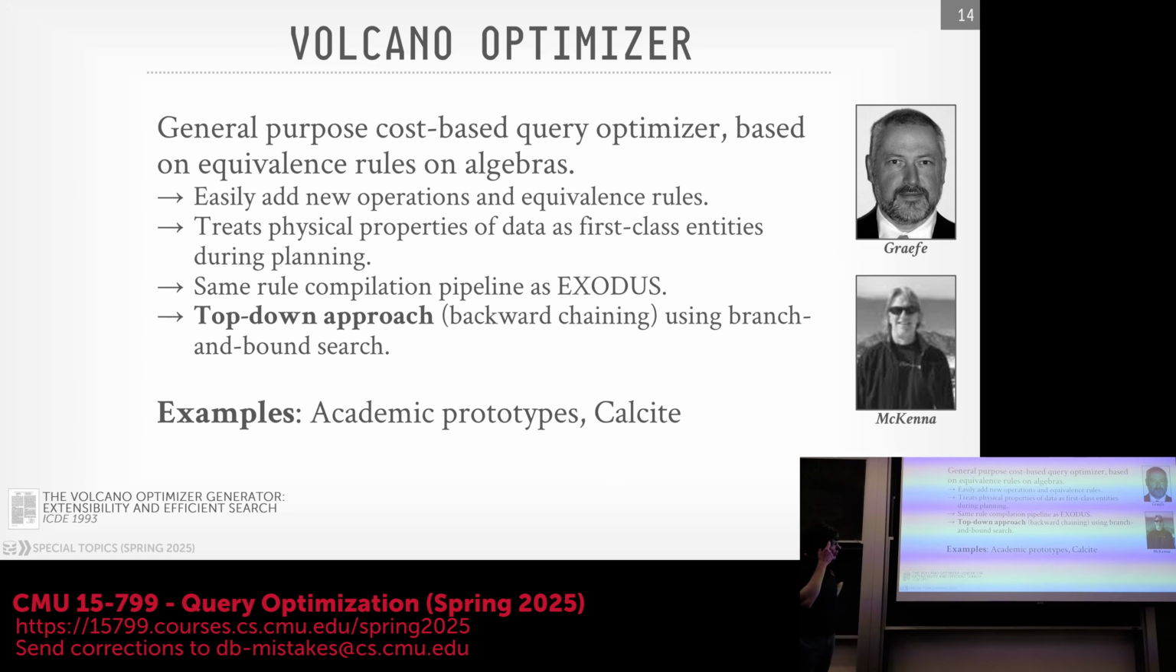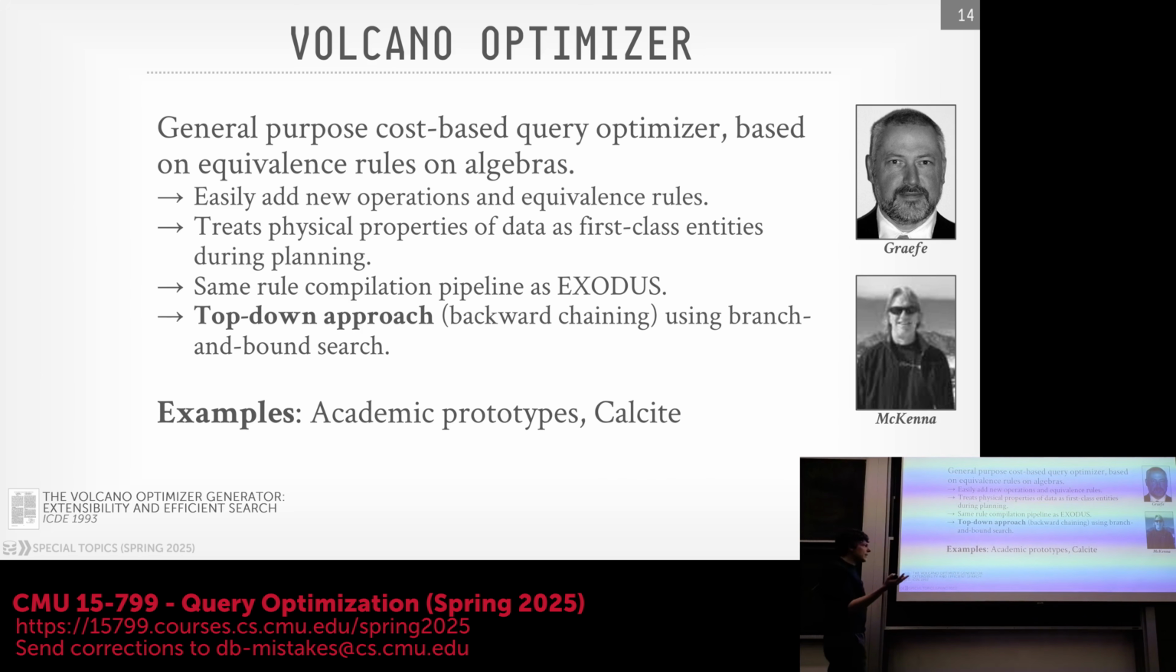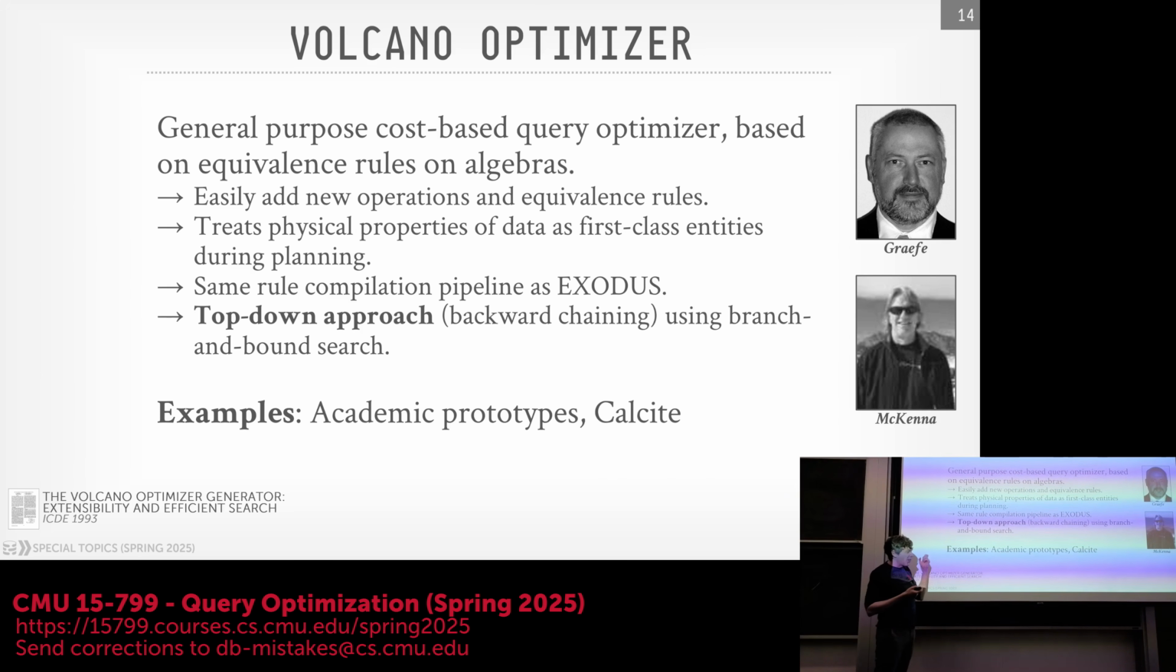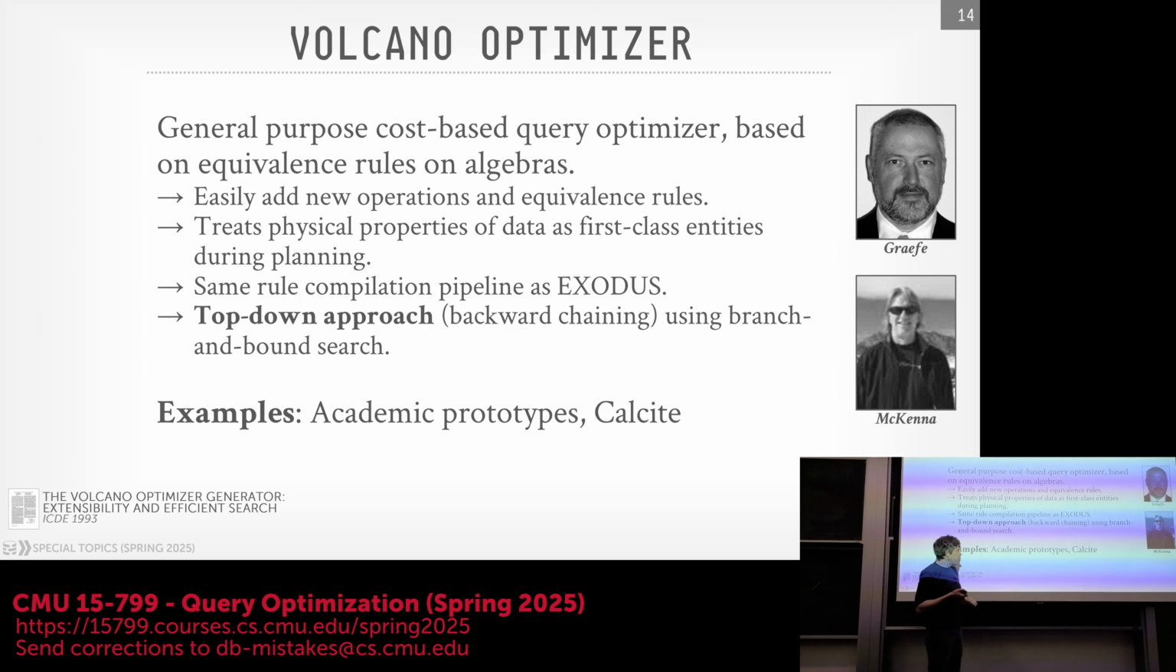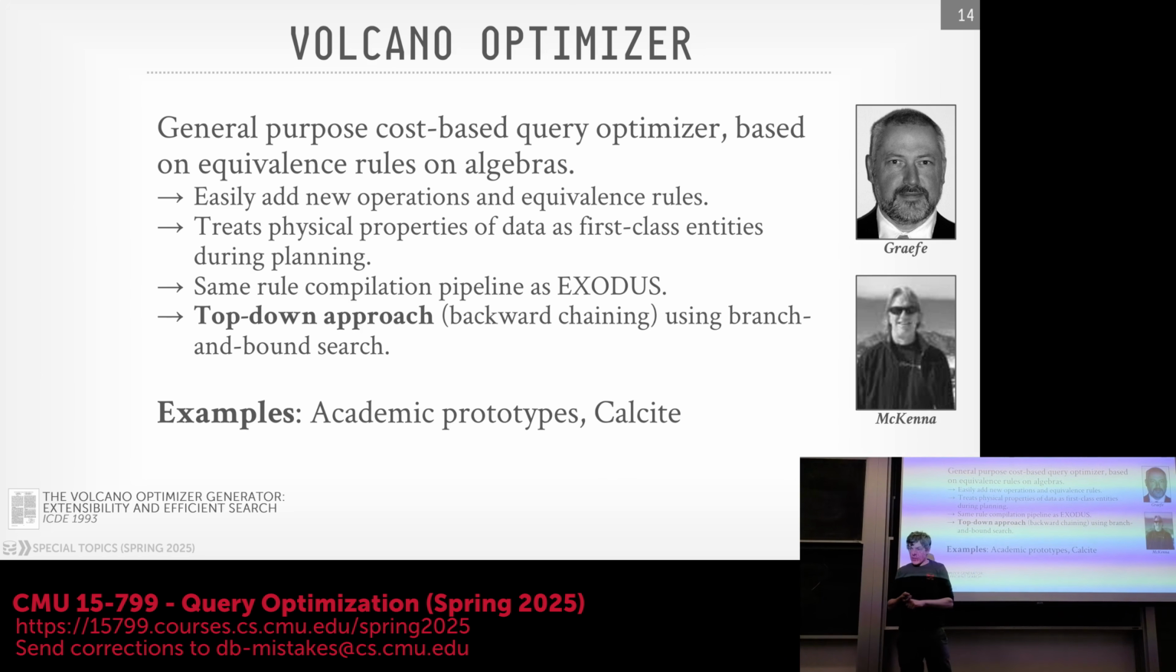So the original source code was never used outside of academia. I think Exodus was used for a prototype object-oriented database system out of Texas Instruments in the 1990s. But beyond that, I don't think it went anywhere. And then this is what Calcite is supposedly, at least what they claim, that they're based upon in their implementation in their paper.